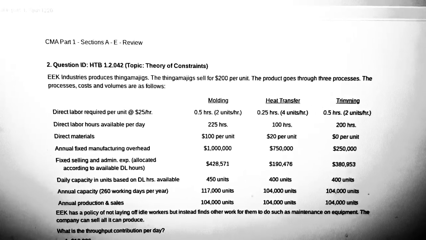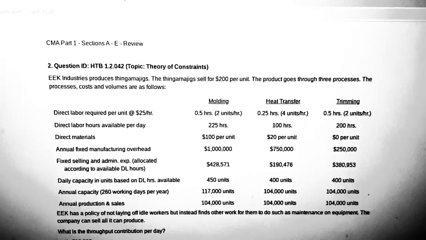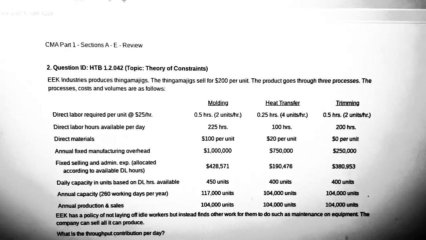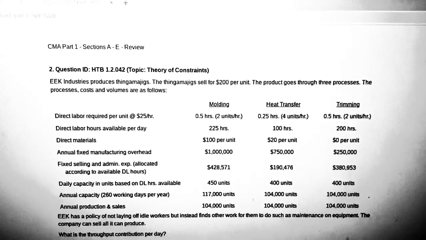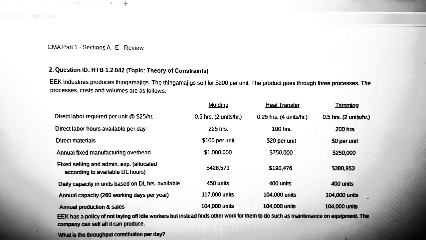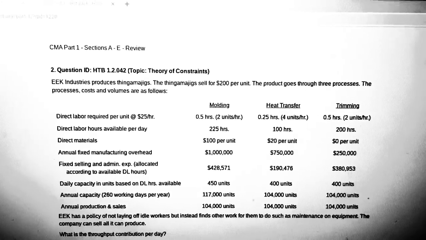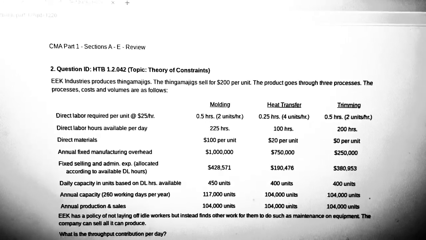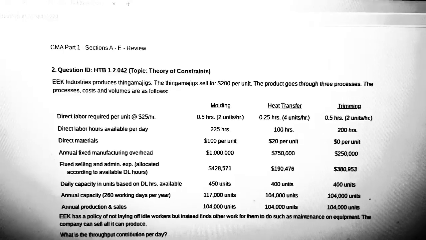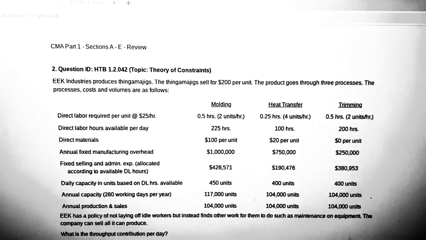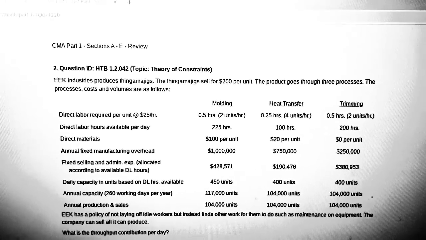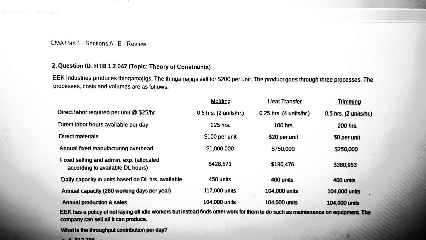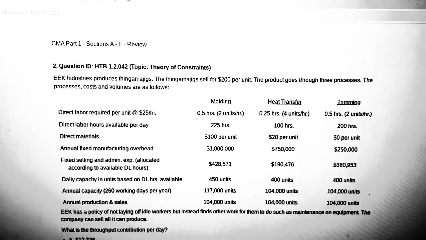So you're required to find the throughput contribution per day when EEEK has a policy of not laying off idle workers, but instead finds other work for them to do, such as maintenance on equipment. The company can sell all it can produce. So what that means is, because it says what is the throughput contribution per day, you have to look for the hours because all the units are in hours, so you have to stay consistent with that. I'm sure you know that.